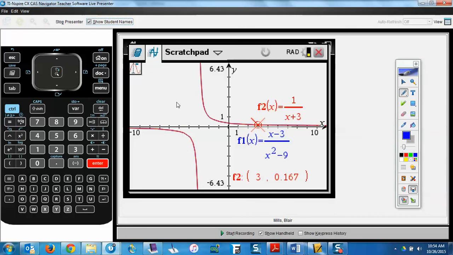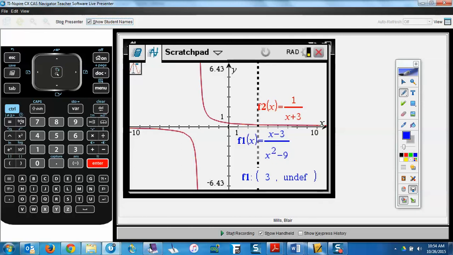Hit the up arrow, Blair. And type in a 3. Oh, it's already there, but go ahead. Now, is there a vertical asymptote there? No. Now, it threw this in. That's not really a vertical asymptote. What's happening there?